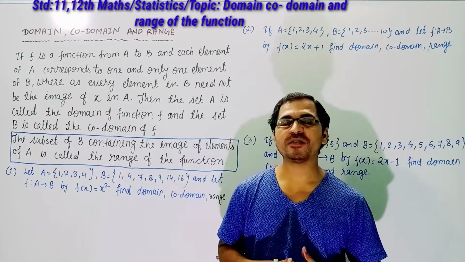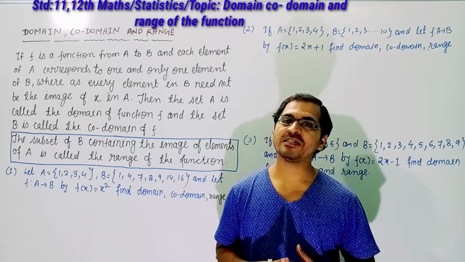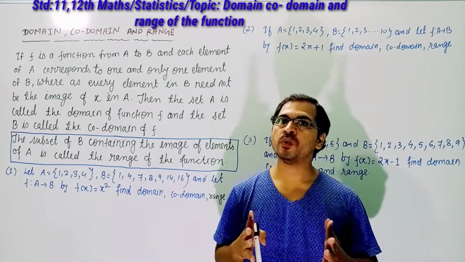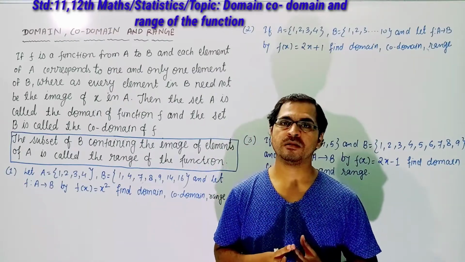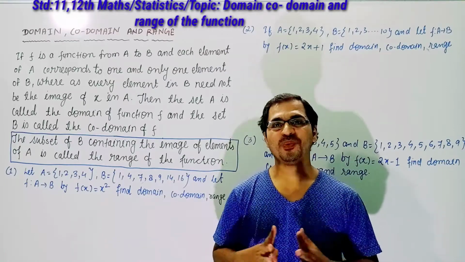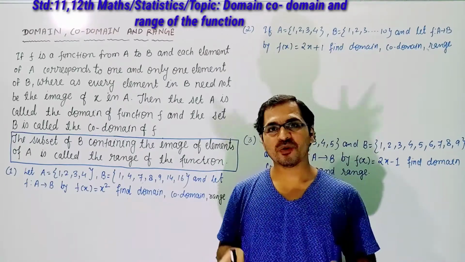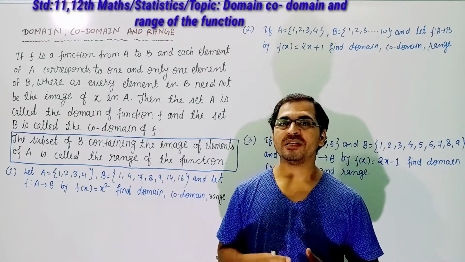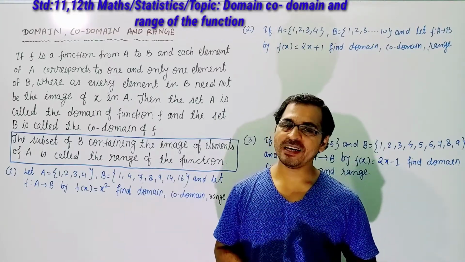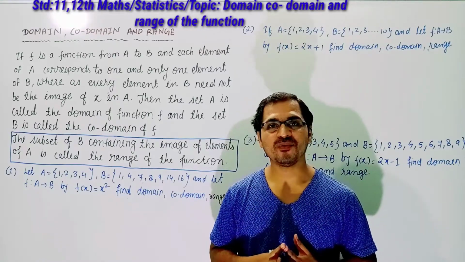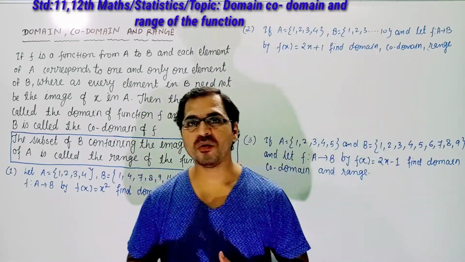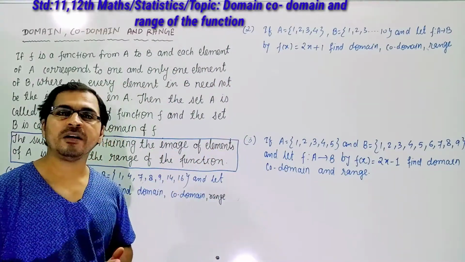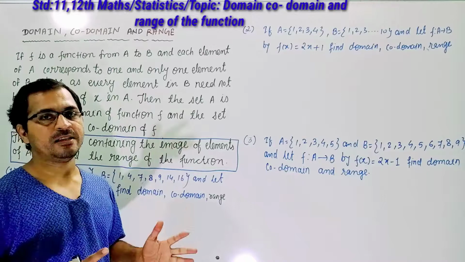Students, in our previous video lecture we studied the definition of function, and we know the very important terms input and output. On the basis of these two terms we are going to learn about domain, codomain and range of the function. First of all we will see the standard definition of domain, codomain and range.